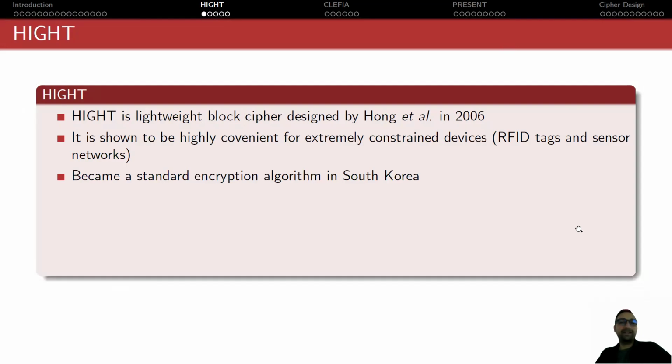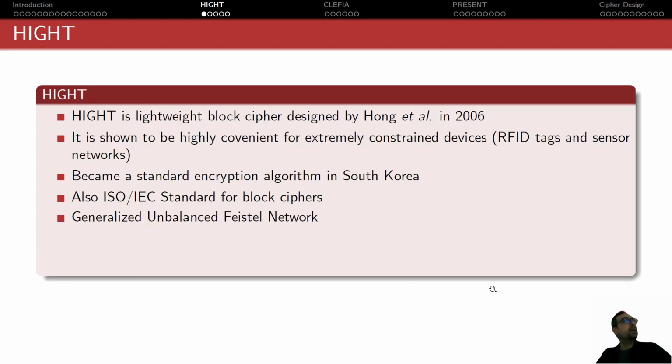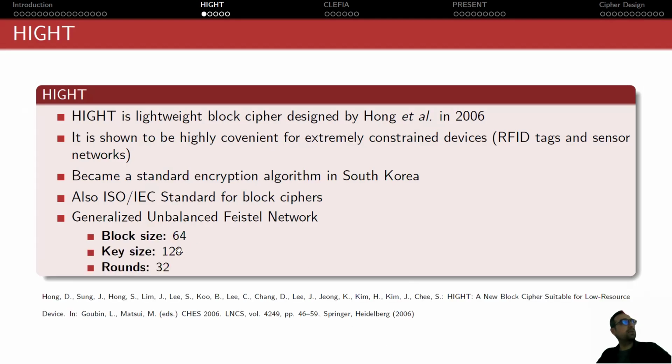So it became a standard encryption algorithm in South Korea, and I think it's still a national standard there. Also, it is in ISO standards for block ciphers. It has a generalized unbalanced Feistel-style network structure, and the block size is 64 bits, key size is 128 bits, and the number of rounds is 32. So it was published in CHES 2006.